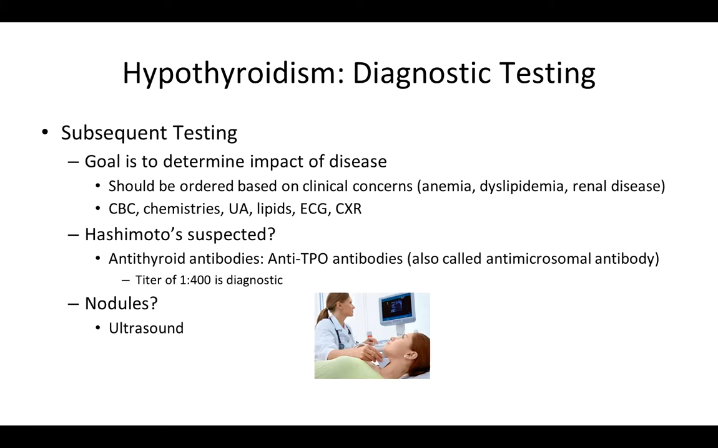And then if you suspect Hashimoto's disease or Hashimoto's thyroiditis, you can check those anti-TPO antibodies. Some labs will have this called antimicrosomal antibody. If you get a titer of 1 to 400, that is diagnostic for Hashimoto's. And then if you see nodules in association with the hypothyroidism, then the patient needs to have an ultrasound. And we'll get all into thyroid nodules in a little bit.